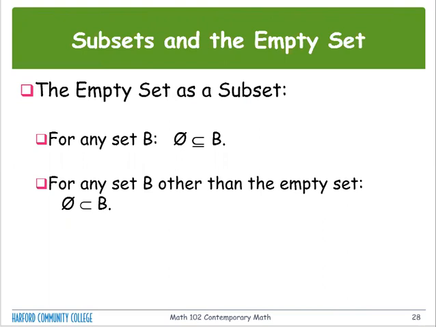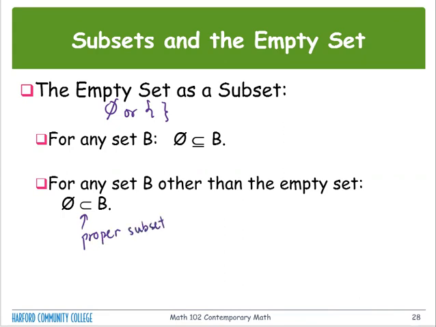Subset and the empty set. The empty set, as we have seen before, has the notation either the 0 with the crossbar or the open and then closed set symbol. For any set B, the empty set is a subset of the set B. For any set B other than the empty set, we can say the empty set is a proper subset of set B.